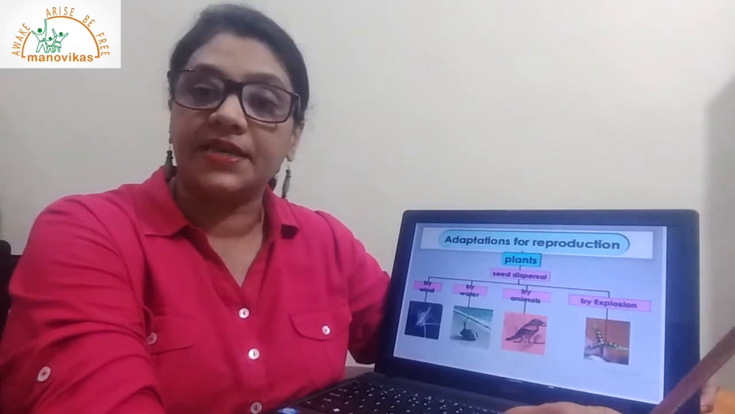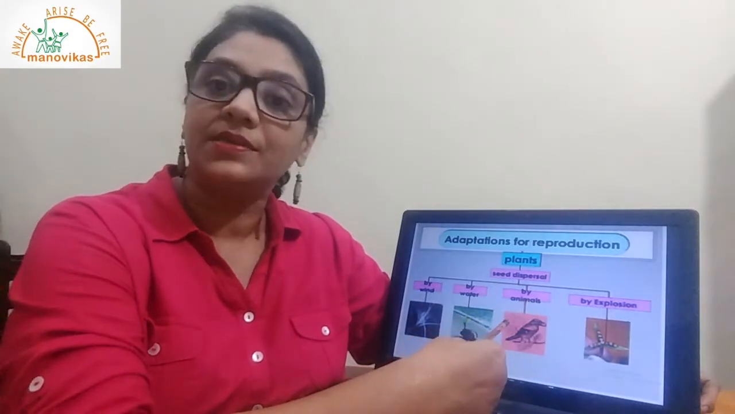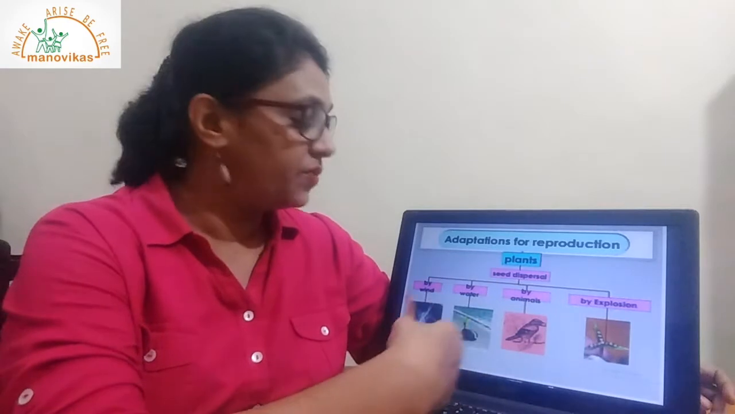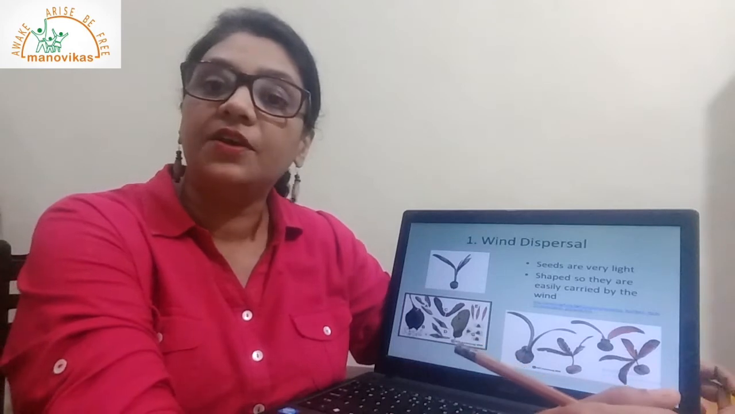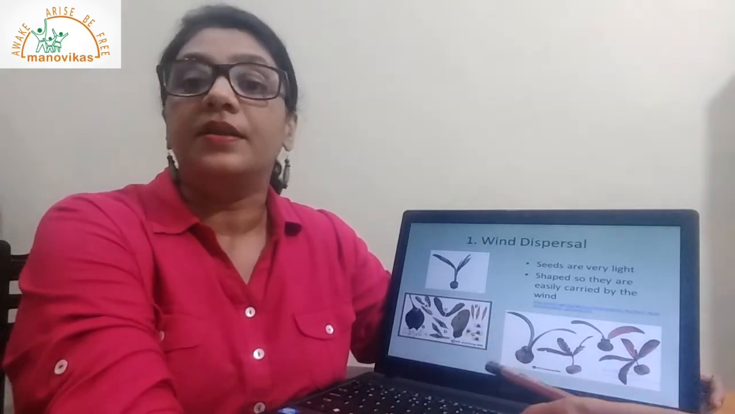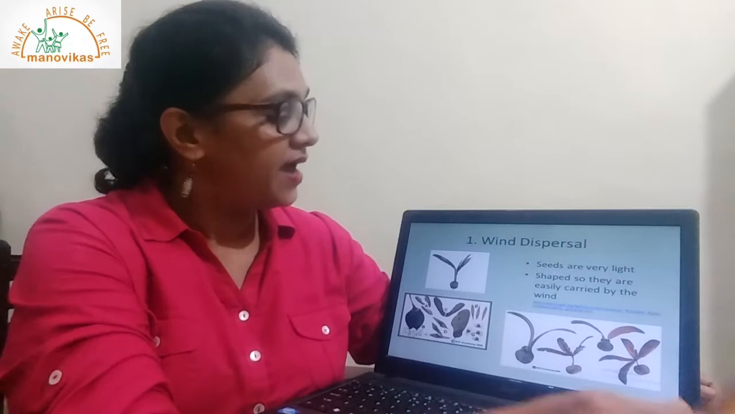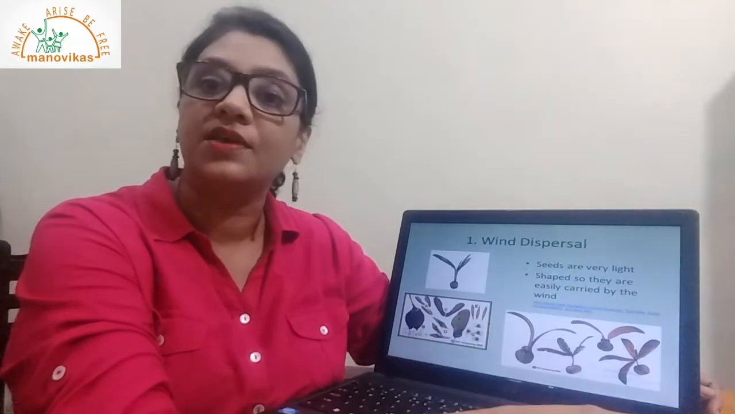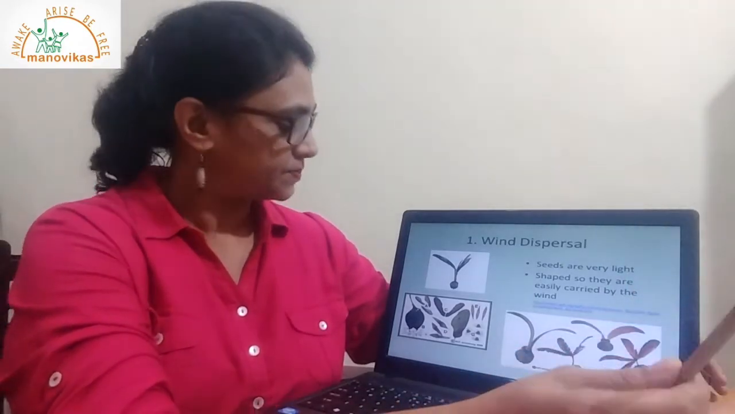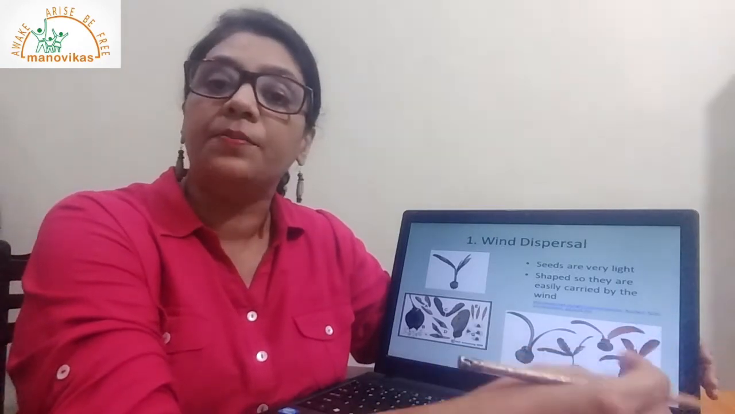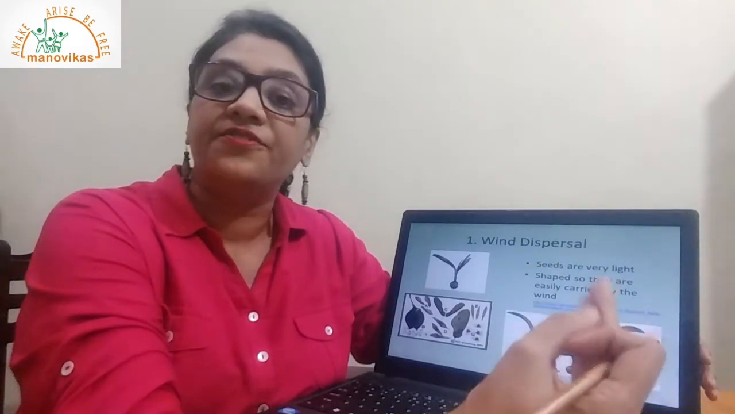Scattering of seeds takes place by wind, by water, through animals and by explosion. Now we will take each one of them and study it. Now this is scattering of seeds by wind. Seeds of plants that are scattered by wind are light. They have wing-like structures that help them to be blown by the wind. Some of them have hairy bristles, like the seeds of dandelion, which have feathery bristles.